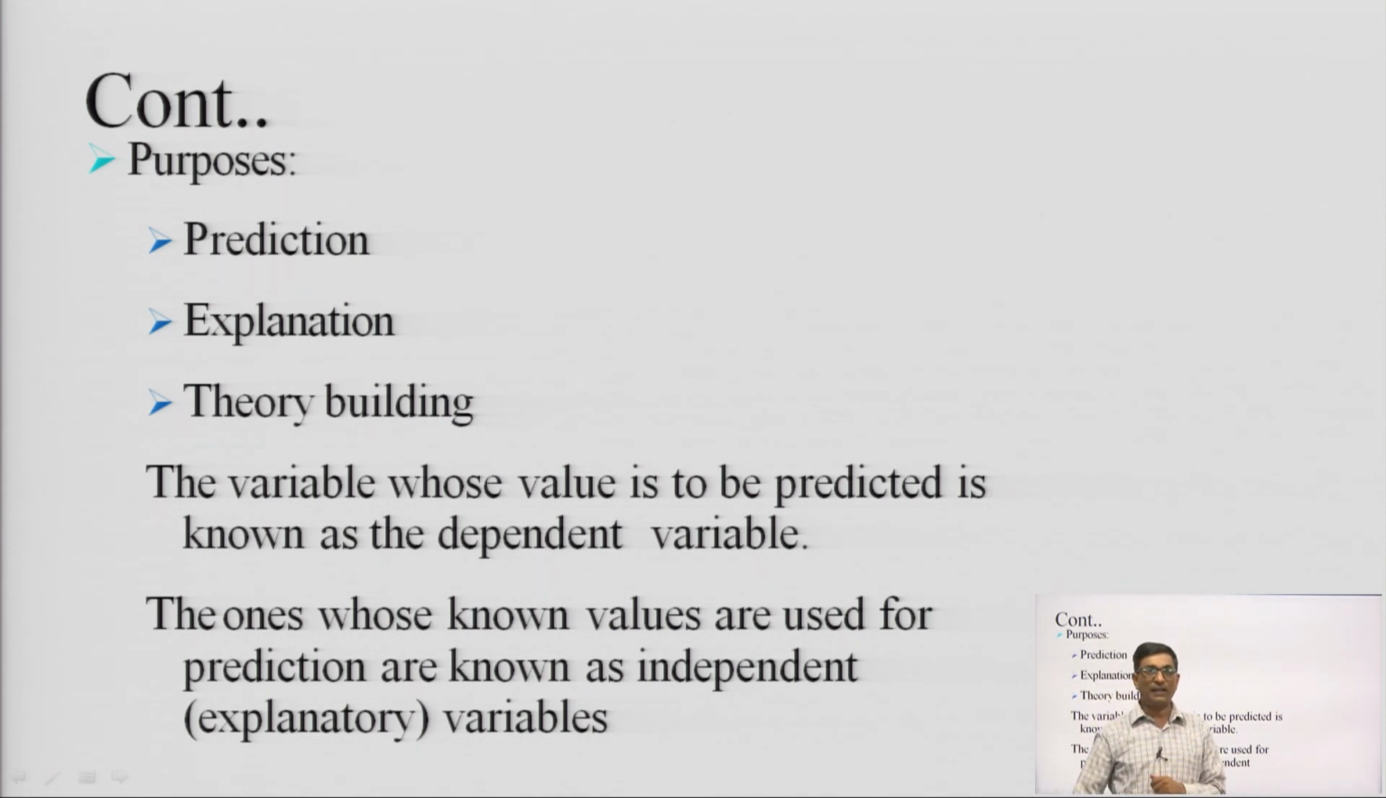Another purpose of multiple regression is theory building. With the help of some explanation and results, we can build the theory. The variable whose value is to be predicted is known as the dependent variable, as I have already told you, and the ones whose known values are used for prediction are known as independent or explanatory variables.